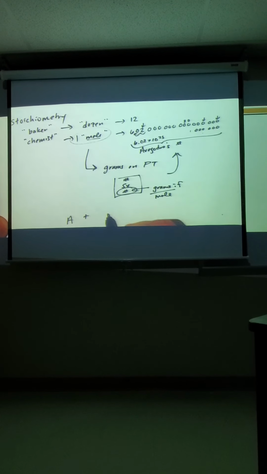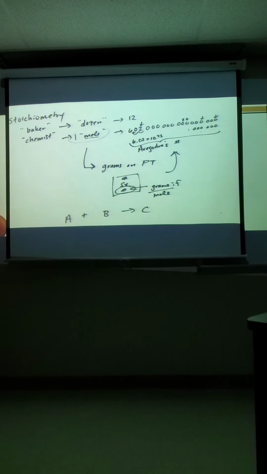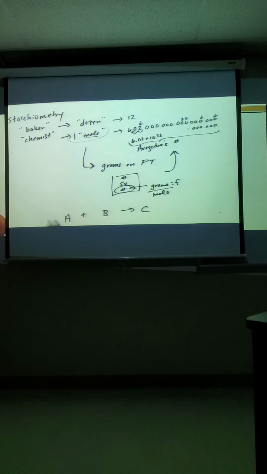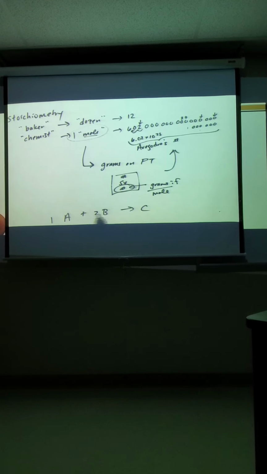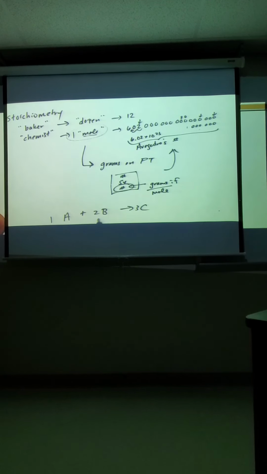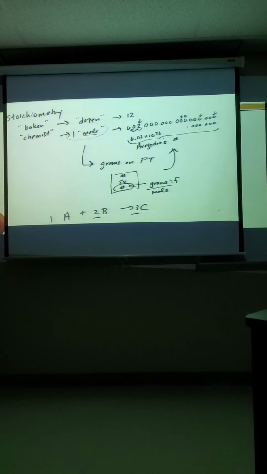The only other mole definition that we're going to have is when we have equations. We can have, say, A plus B goes to C. Now when you balance an equation like this, and let's just use like 1s, 2s, and 3s, these numbers can also be moles.